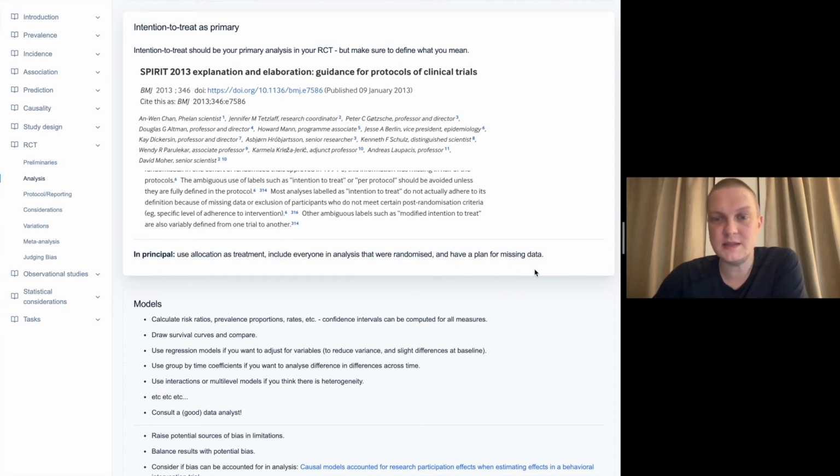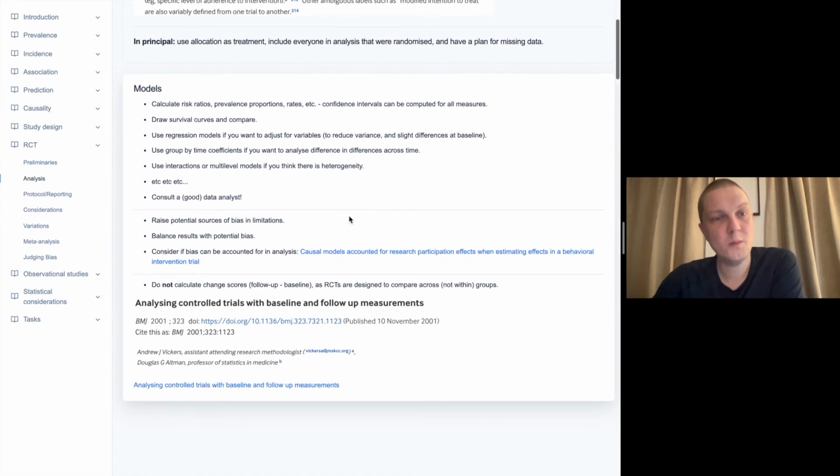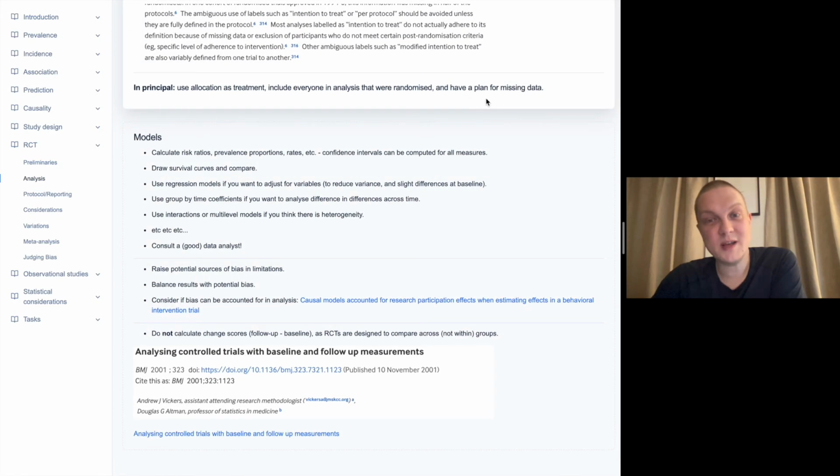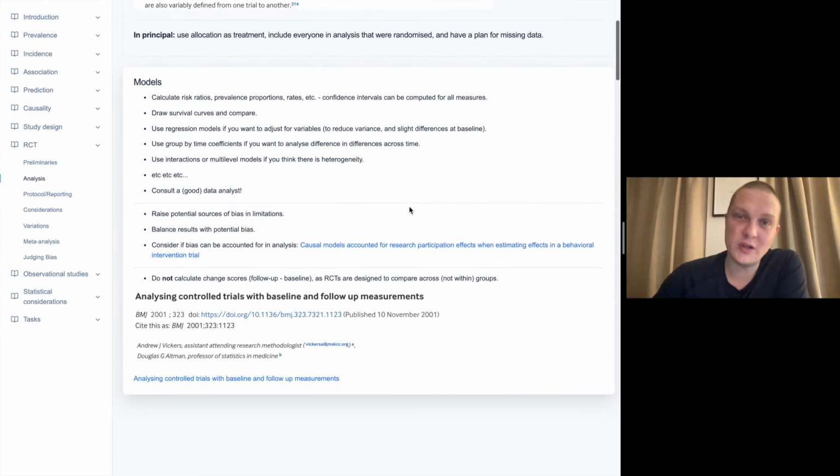And I guess this is the part that has a lot of variation. These are pretty much rock solid. There's one way of doing it. Either you include all of them or you don't. Either you use allocation as treatment or you don't. But a plan for missing data could be very different. There are a lot of different strategies. There are as many strategies for missing data as there are strategies for modeling your outcome or modeling your analysis. You can calculate risk ratios, prevalence proportions, you can calculate confidence intervals, and so on.